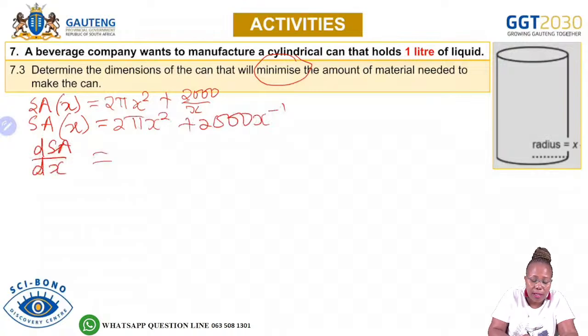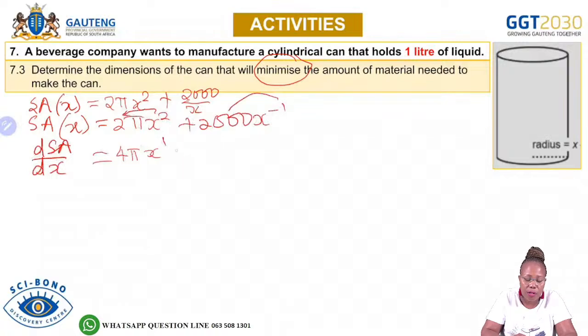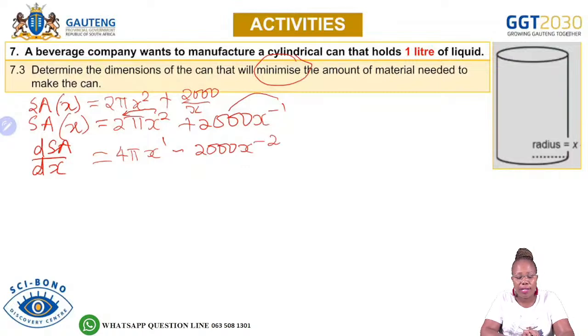dx, and then now we say 2 times 2 pi, that will be 4 pi x. We subtract 1 from the exponent, it will be to the power 1. Minus 1 times 2000, minus 2000, x to the power minus 2. That is the rule. And then since we want the dimensions, that means we are looking for x and r and the height of the container. And then now we can let this be equal to 0 to be able to solve for x there.